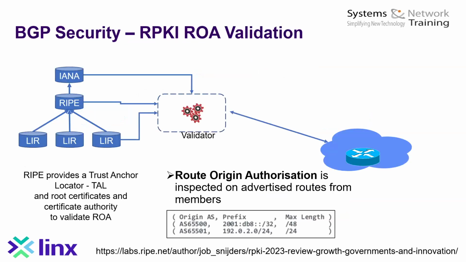Okay, so RPKI is a service that's provided by the Internet Registry. So here we have IANA, the Internet Addressing Organization, then RIPE, in this case RIPE NCC, who are the European registry, and then service providers underneath them. And this chain of authorization, or chain of authority, can authenticate routes.